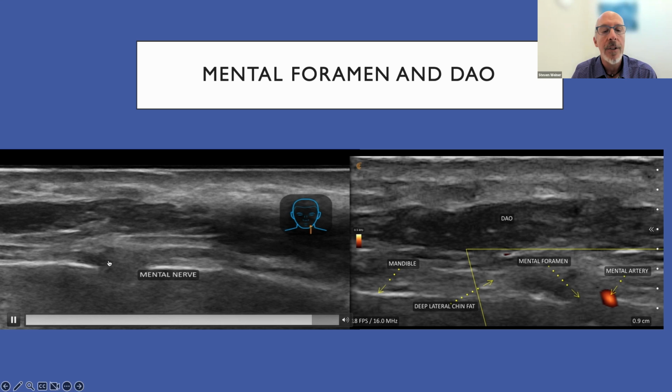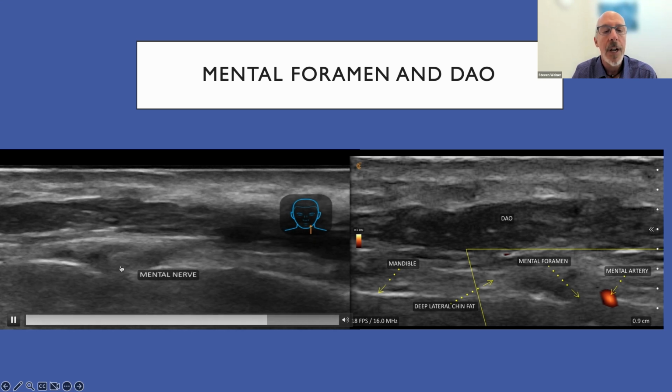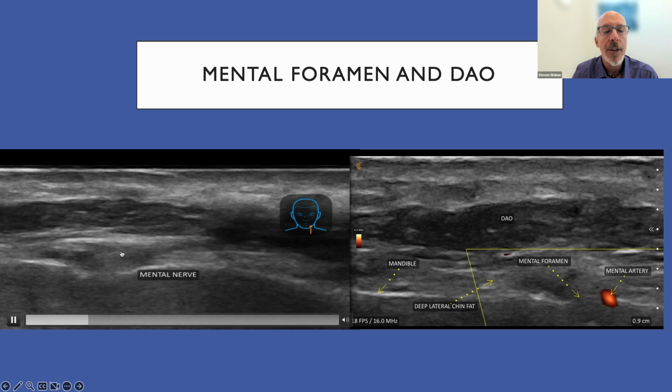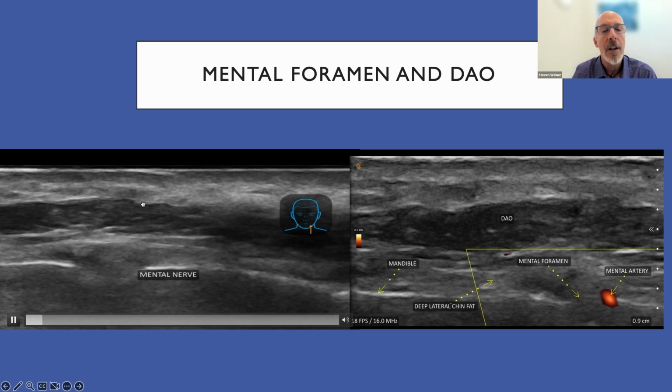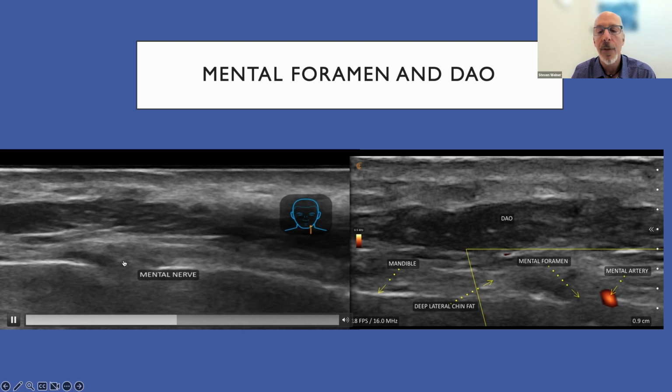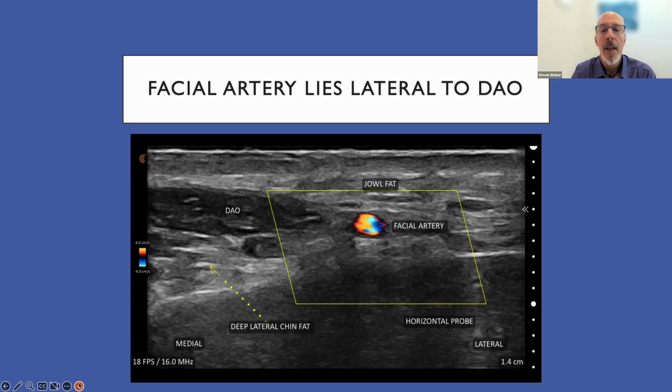Just reiterating, here's the mental nerve. The mental nerve is going to be this isoechoic structure. It's going to be sort of a middle of the road gray color coming out of the mental foramen. And then, as I described earlier, the facial artery is always going to be lateral to the DAO. That's a constant. And then the superficial fat in this area is the jowl fat.